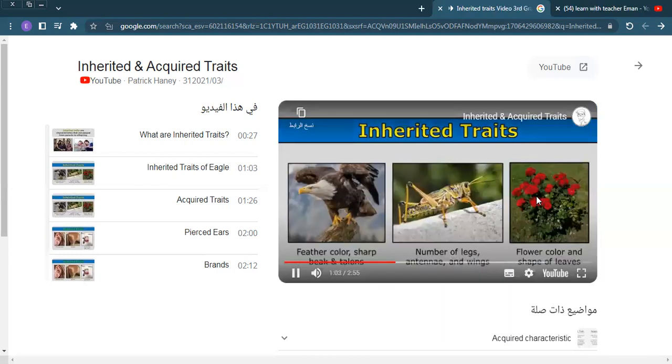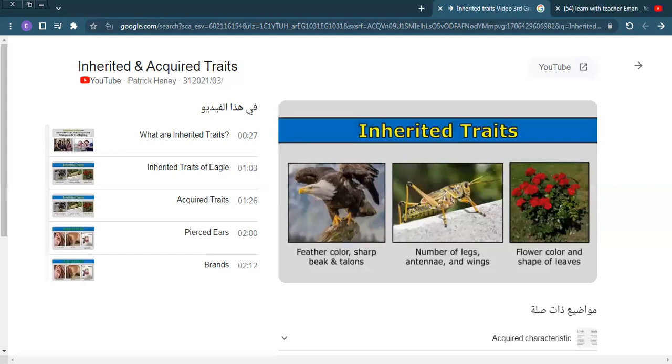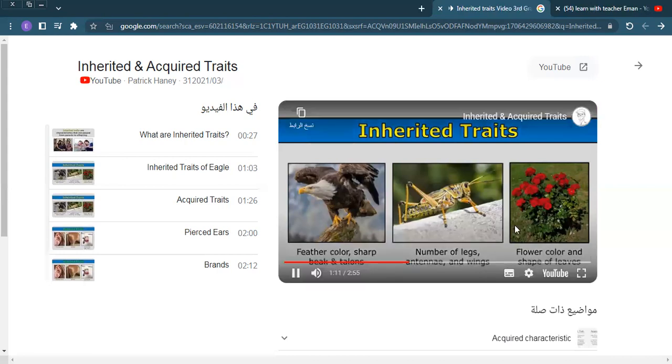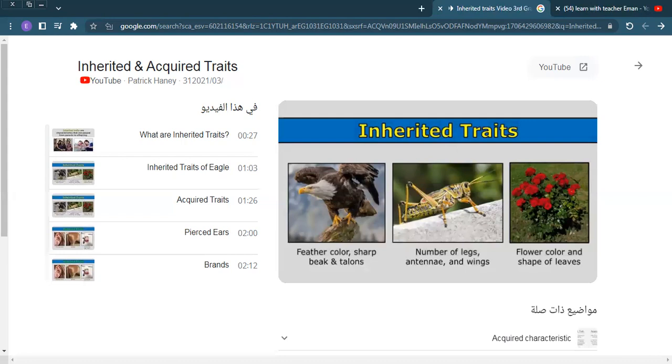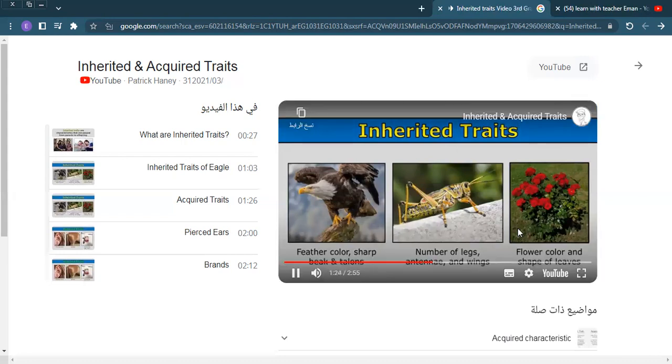This eagle has white feathers on its head, a sharp beak, and sharp talons. Those are inherited traits. This grasshopper has 6 legs, antennae, and wings. Those are inherited traits. And this rose bush has red flowers, and the shape and size of the leaves are also traits that have been inherited from the plant's parents.